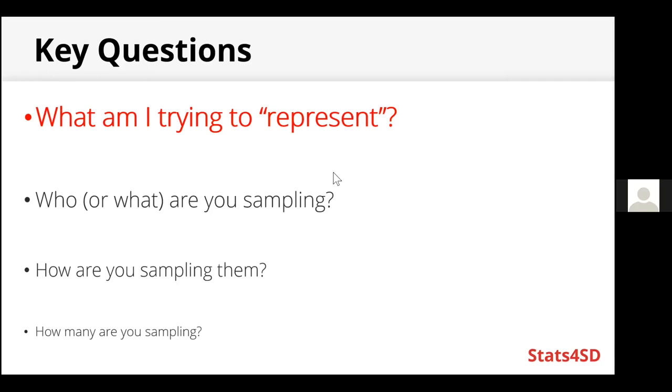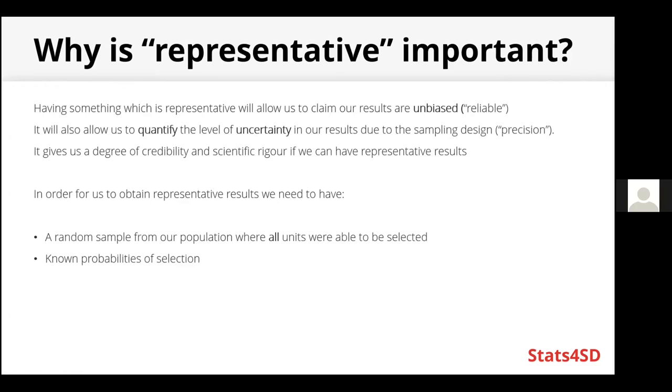So I'm going to take a little step back actually for secret hidden question zero. Why are we trying to think about representative results? Why is it important to get a representative sample? And so there are two main reasons we would think of here.